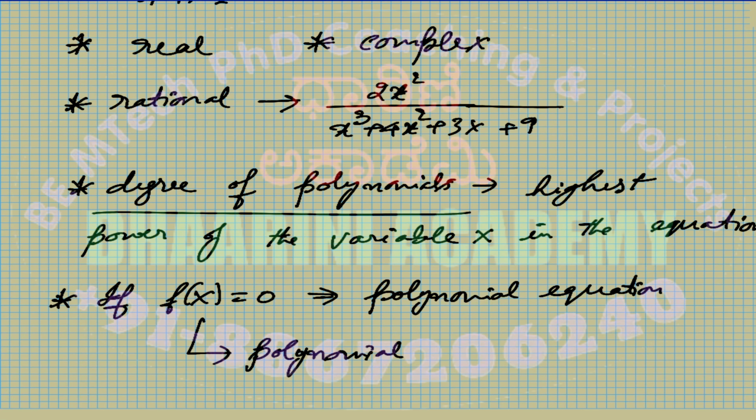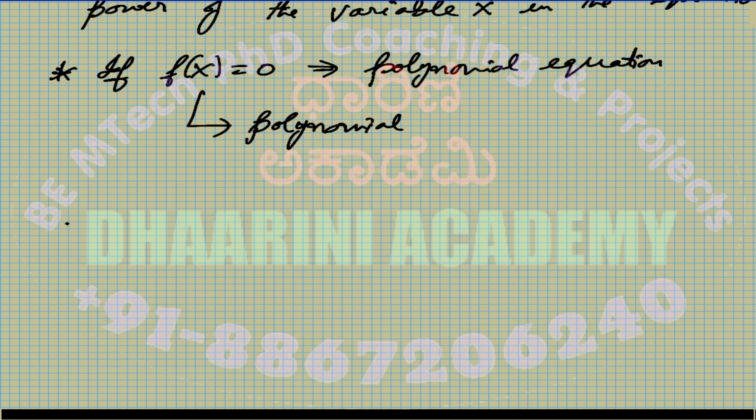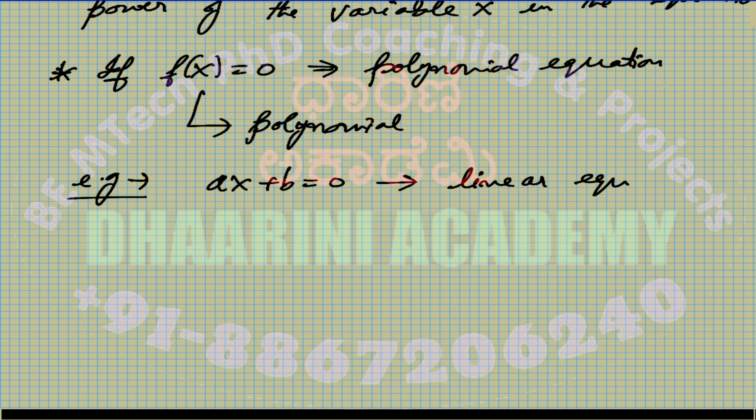Now let us write the varieties of polynomials, because we use up to degree 3. When the degree is 1, these are the examples. If you write ax plus b is equal to 0, this is said to be a linear equation, in a sense, a linear polynomial. Then let's go to the second case, that is ax square plus bx plus c equal to 0. If it is in this format, then the equation is said to be a quadratic equation.